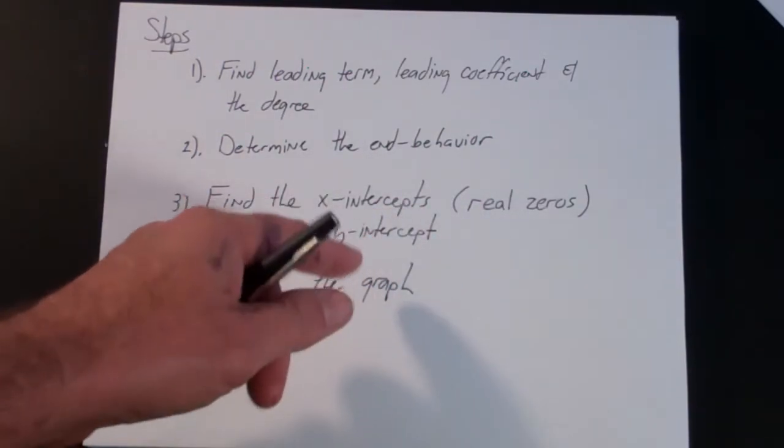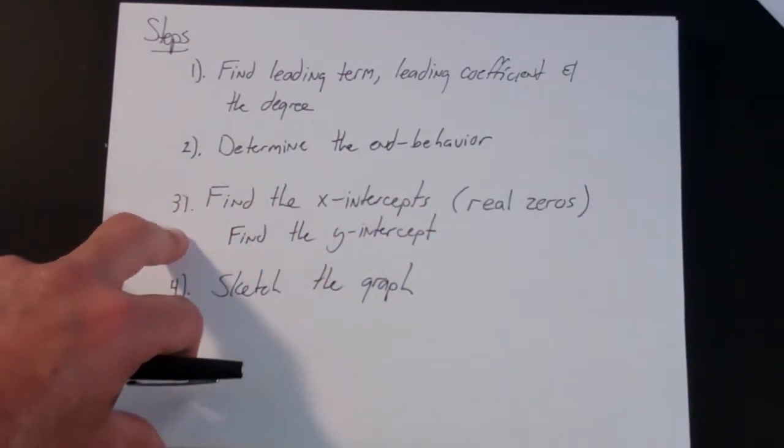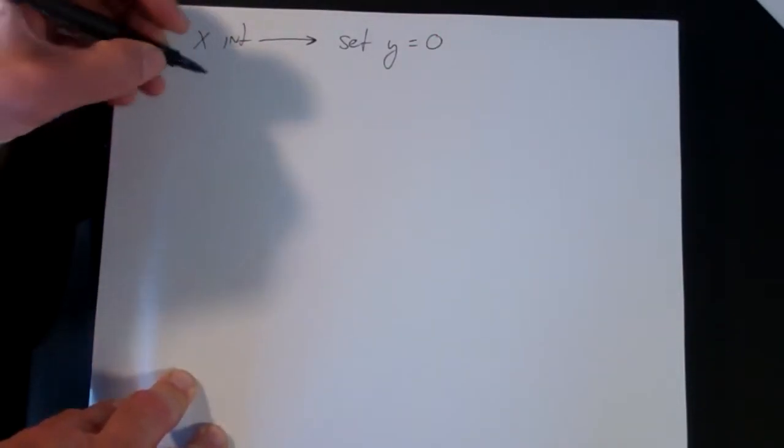We could also find the y-intercept. That's kind of an optional statement. So let's see what we mean here. Well, the key to find an x-intercept is you simply set y equal to 0. So let's look at a simple example.